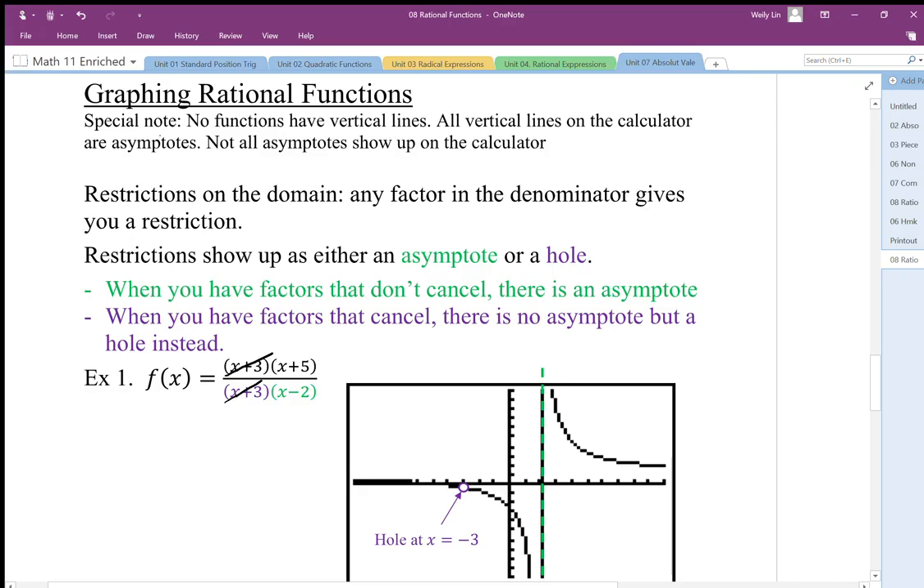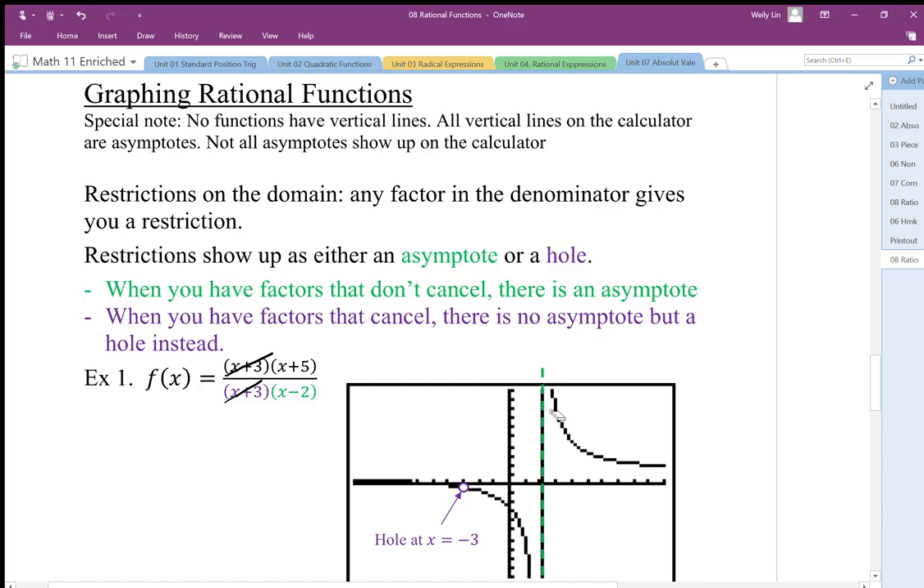Now, I put a special note on here. On graphing calculators, the vertical line sometimes is drawn in and sometimes not. But it's important to understand that that vertical line is actually not part of the graph. Okay? That line is an imaginary line that doesn't exist, that the values approach.